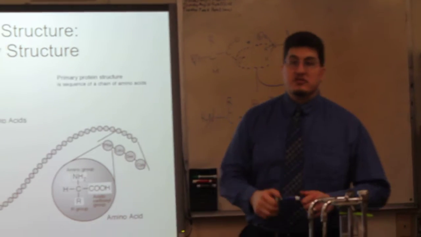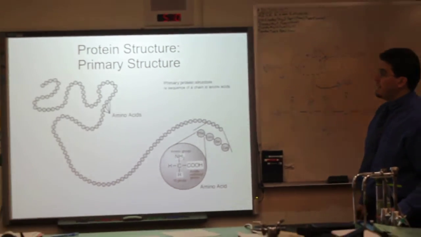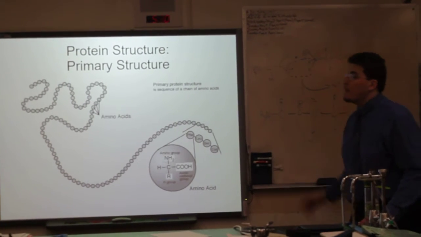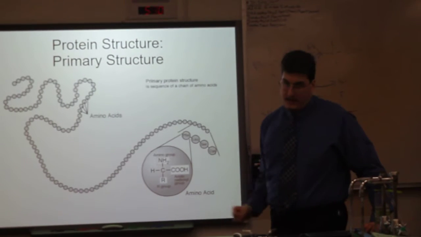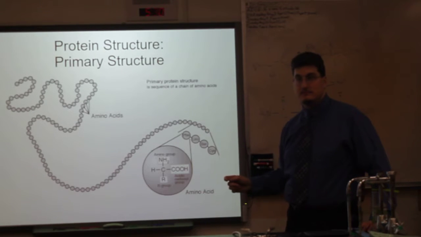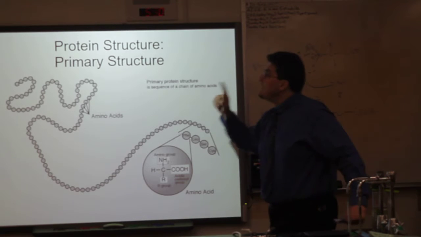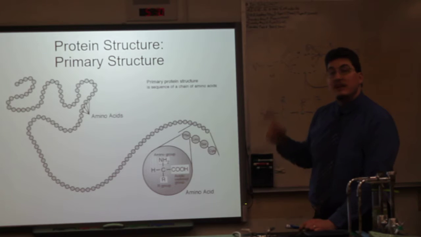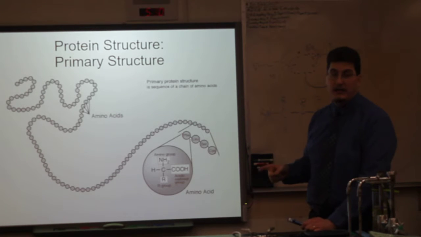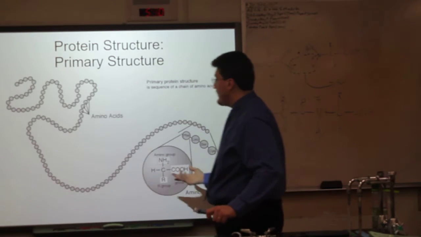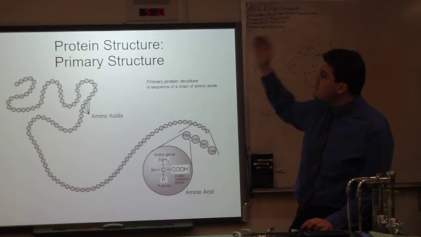That brings us to the levels of structure of the polypeptide chain. When we have these peptide bonds forming over and over and over again, they will form a chain. The sequence of amino acids in a single polypeptide chain is the protein's primary structure. That is our protein primary structure.